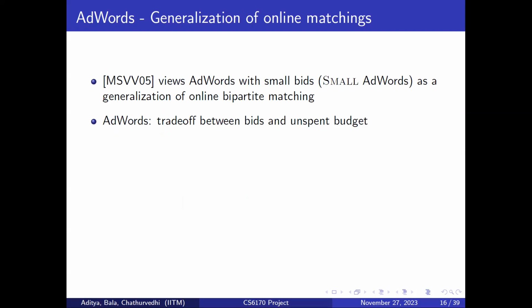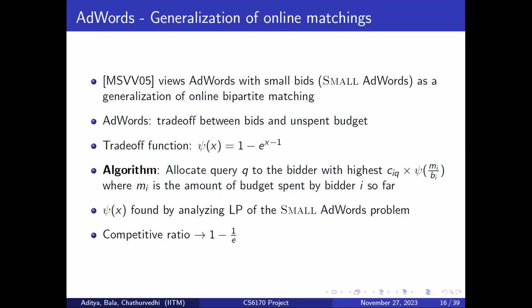MSVV05 views adwords with small bids, adwords problems where bids are much smaller compared to the budgets, as a generalization of online bipartite matching. In the b-matching case, the only criterion to rank different bidders was the amount of budget they have left without spending. But here we also have the bids of different bidders. So a trade-off between these two values needs to be achieved. And to that end, a trade-off function psi of x equal to 1 minus e power x minus 1 is defined by MSVV05. And the algorithm is as follows.